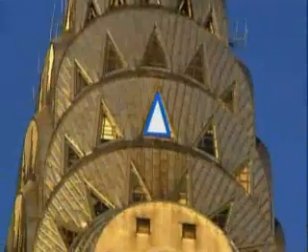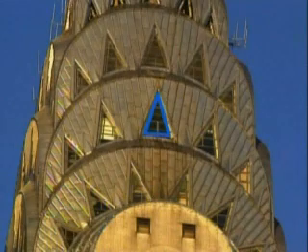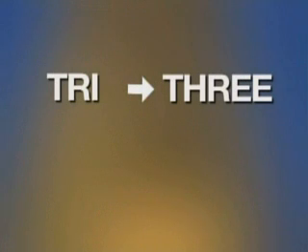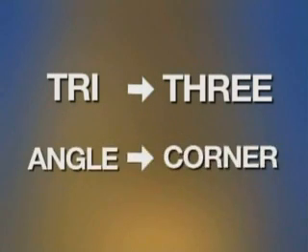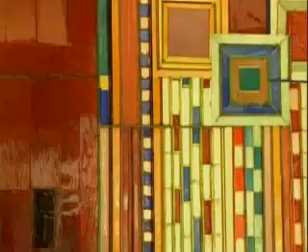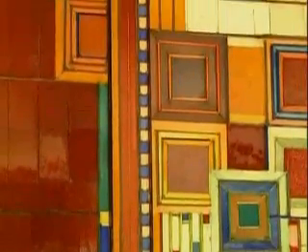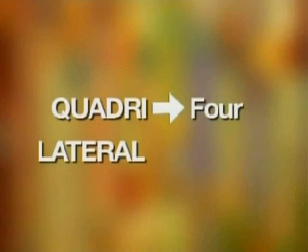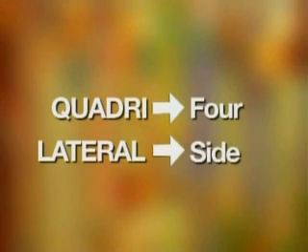Every triangle has 3 corners and 3 sides, no more, no less. In fact, the prefix tri means 3. And then there's the rest of the word. Angle, or corner, triangle. What about squares, rectangles, rhombuses, trapezoids, and parallelograms? All these shapes have 4 straight sides. That means they're quadrilaterals. Let's take that word apart. Quadra, that means 4. Lateral, that means side.